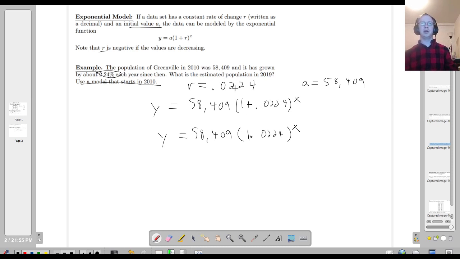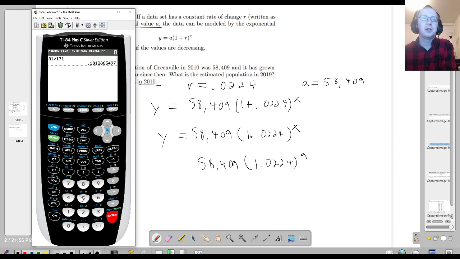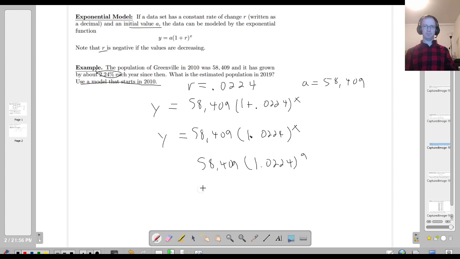So we're supposed to use this now to estimate the population in the year 2019. So all I need to do then is figure out what x value corresponds to 2019. Well, that's 9 years after 2010. Let's just go ahead and plug in 9 for x. And that should give me an estimate of the population in the year 2019. So using the calculator, 58,409 times 1.0224 raised to the 9th power. So essentially I got multiplied by 1.0224 9 times in a row, and it ended up with, let's see if I round to the nearest whole person, 71,296. And my units should be people.